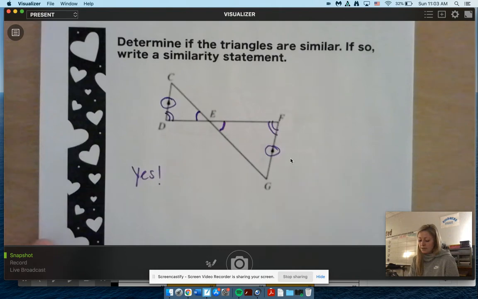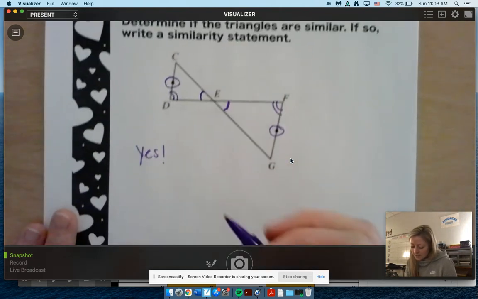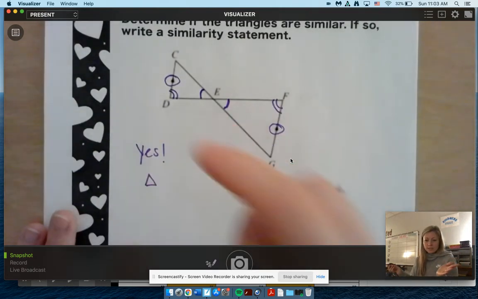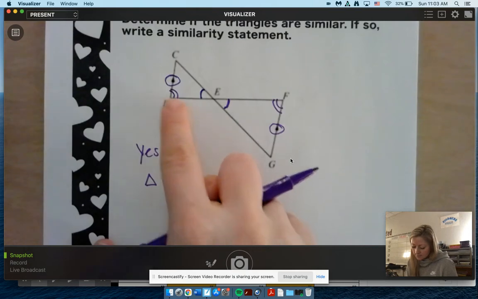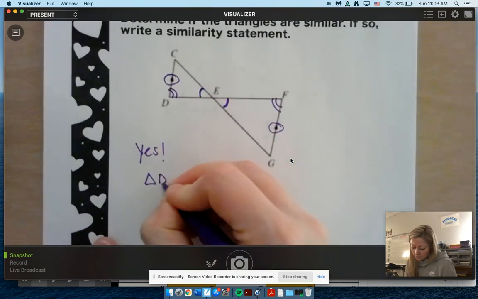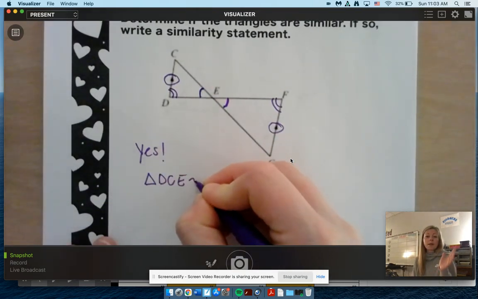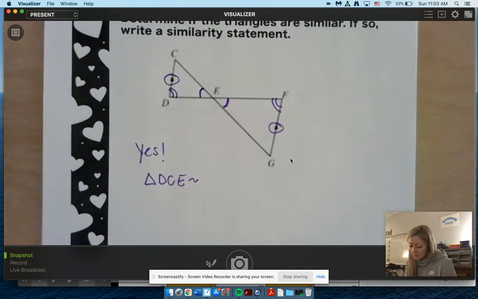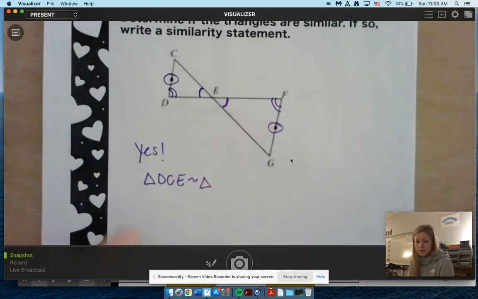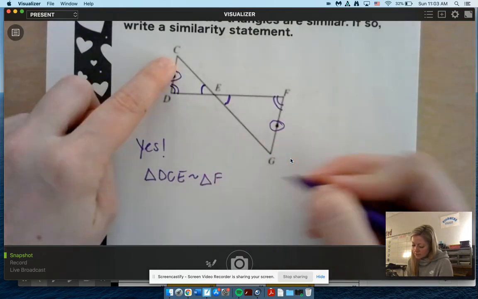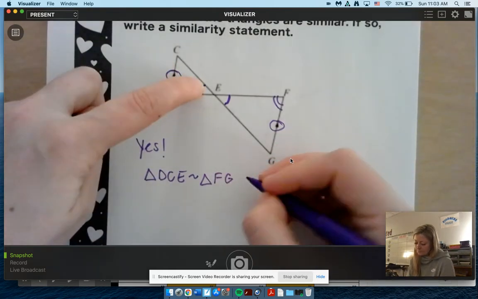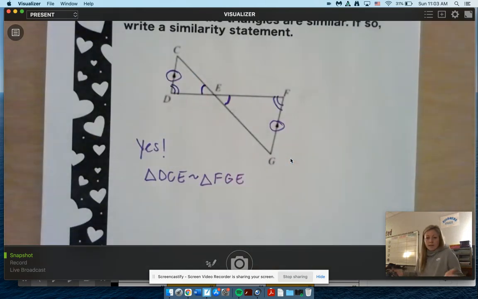And now it says write a similarity statement. My brain always likes to start with the small one, so that's what I'm going to do. I'm going to say triangle DCE. Remember, the order doesn't matter on the first one. It matters on the second one. Now we got to play the matching game. What matches D? Well, F does. What matches C? G does. What matches E is E. And now we're done. That's it.